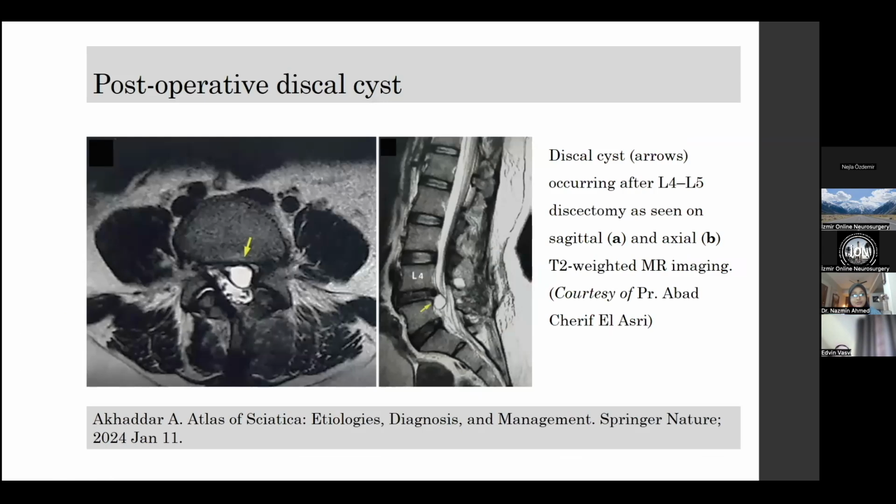Another case of postoperative discal cyst. This is a very rare one. I don't have this kind of report in any literature except the case given in the book of Professor Akhadar. I took this case from his book. This is the postoperative discal cyst, which becomes classically hyperintense with a hypointense ring at the L4-L5 level. The patient underwent operation at the similar level.